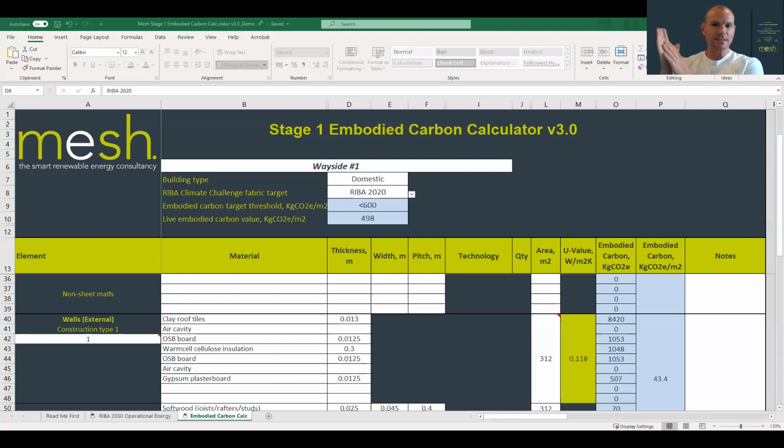10 o'clock on a Wednesday has come around yet again, and we are going to be covering in this short little session an update on our carbon calculator.